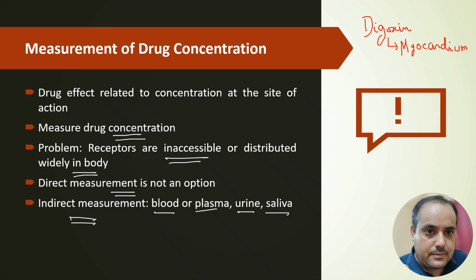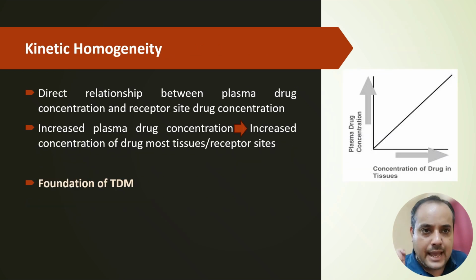For indirect measurement, it is of extreme importance that a direct proportionality exists between the site of action and the plasma concentration, or whatever concentration you are talking about. And that proportionality is actually defined by the principle of kinetic homogeneity. So kinetic homogeneity measures the predictable relationship between two components.